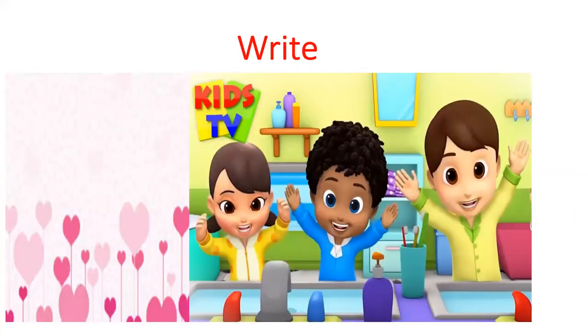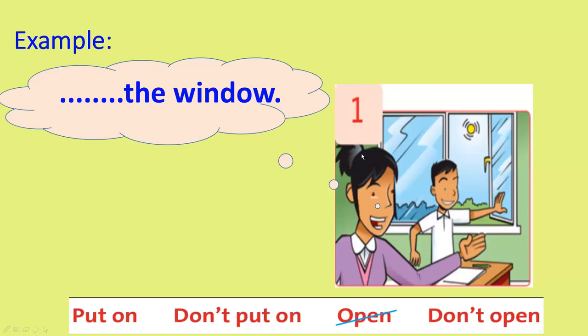Okay, now take out your pen or pencil to write down the answer, okay? I need your pen or pencil and a piece of paper. You look at the picture and choose the words in the box to fill in the blank. Number one, example. It's sunny, so you open the window. Do you understand? Very good. Now, let's do number two.